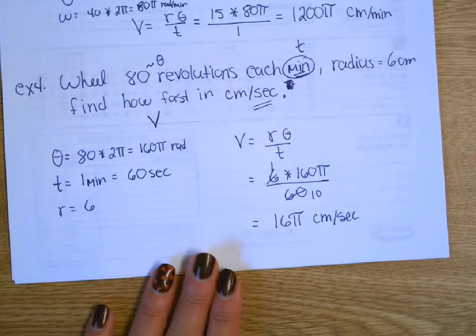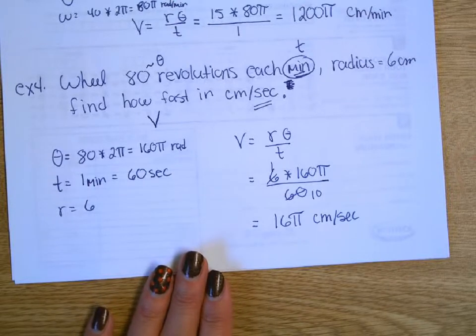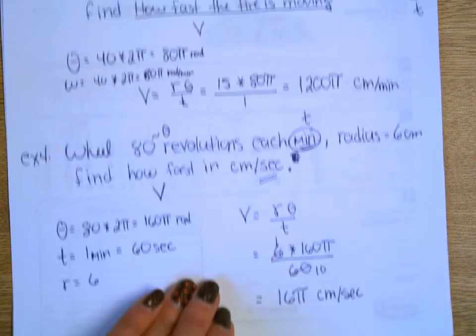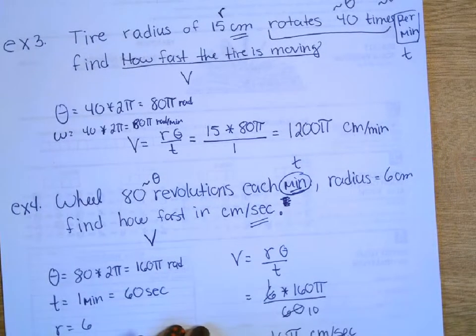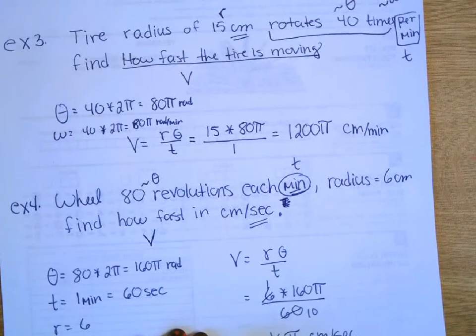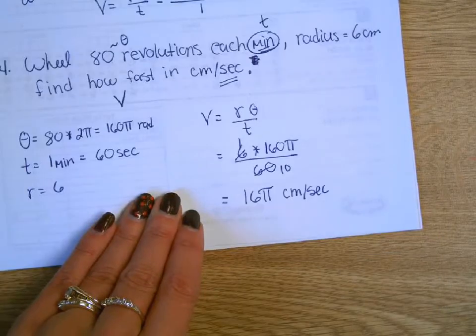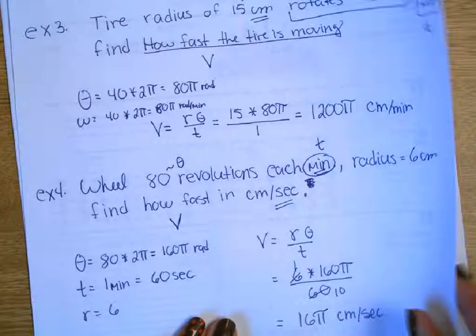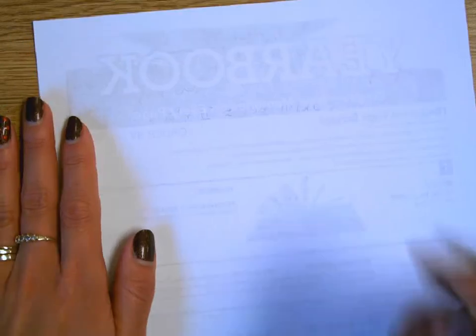If you take your time and take it variable by variable, turning it into what you want, they aren't bad. We're good? I have 2 more, but I'll just do 1. Wait, what was the answer? 16 pi centimeters per second. Okay.